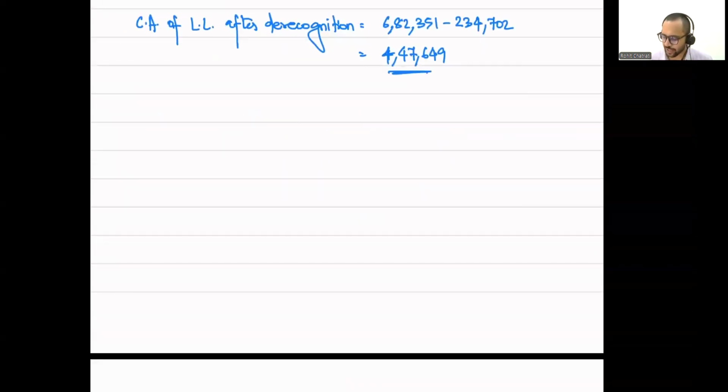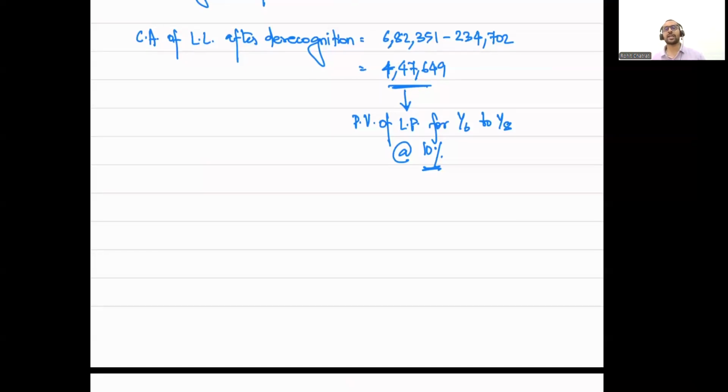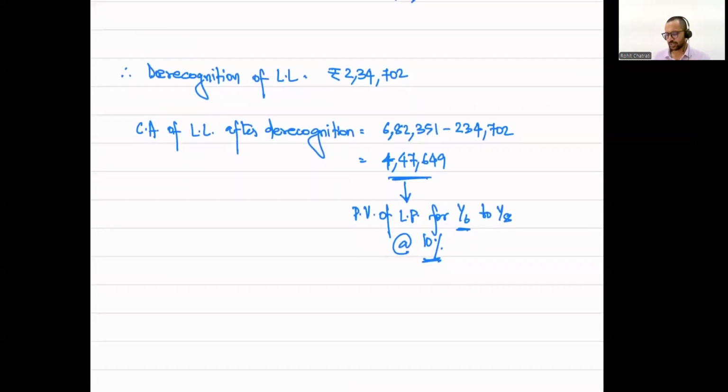All right. So if I have to rewrite this, this basically represents the present value of the lease payments for year 6 to year 8. This represents the remaining 3 years, discounted at what rate? At 10 percentage only, which is the original rate. This 4,47,649 represents the present value of the original lease payments for year 6 to 8, discounted at 10 percentage. It represents the present value of the payments for the next 3 years at 10% discount rate.